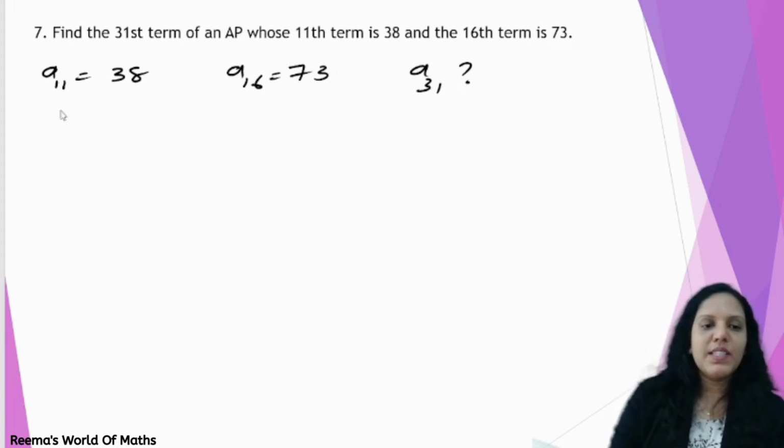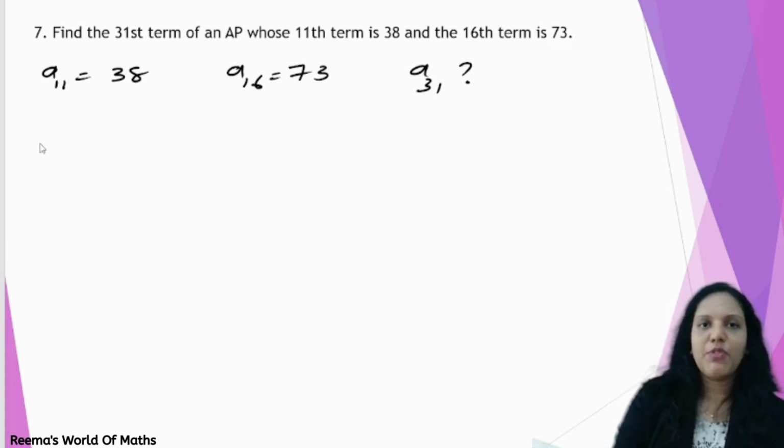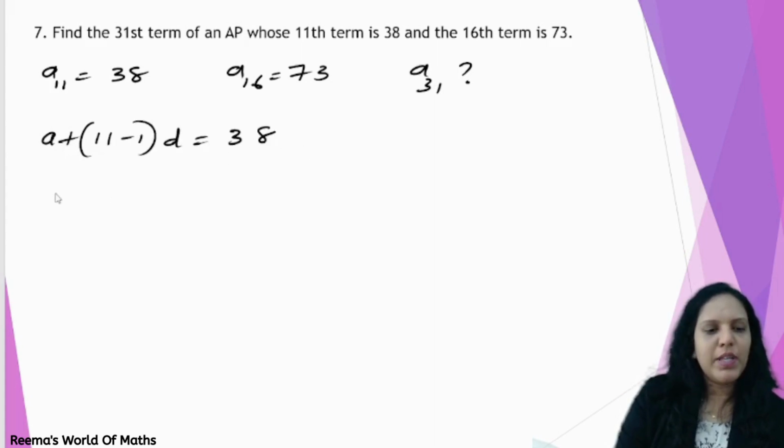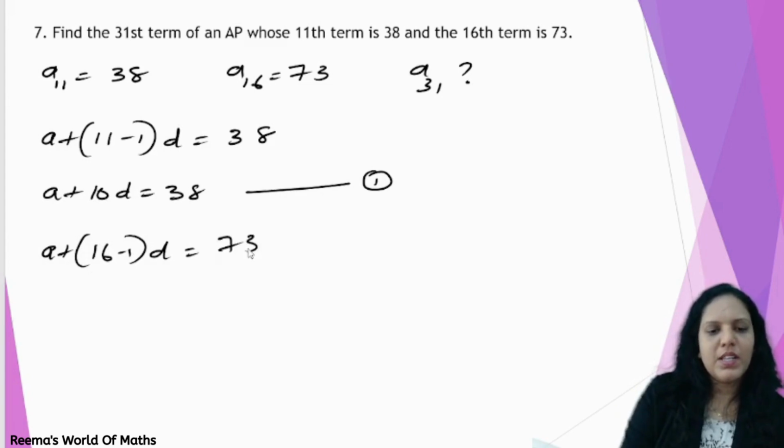So first we can put this in an equation. We don't know the A, but we know the 11th term and we don't know the common difference. So first we can find two equations, then simplify. So that will be A plus 11 minus 1 into D equals 38, so A plus 10D equals 38. That's the first equation. Correct? Similarly, the 16th term is 73, so A plus 16 minus 1 into D equals 73, so A plus 15D equals 73. That's the second equation.